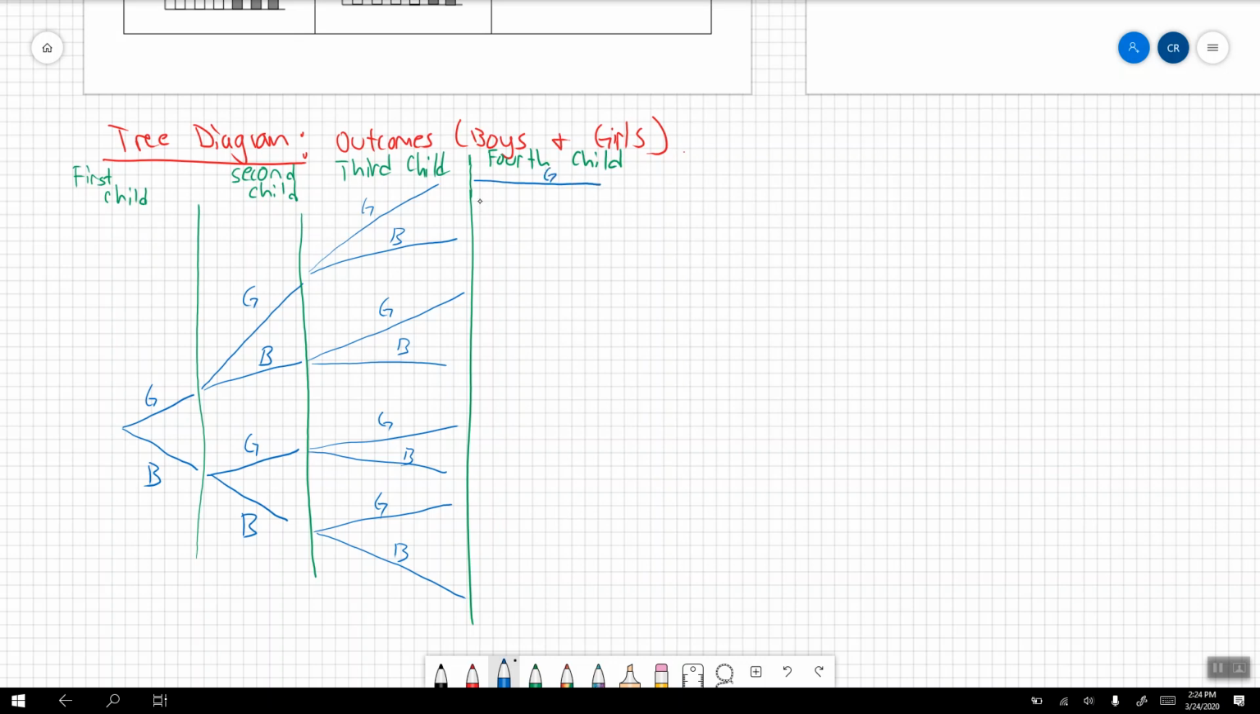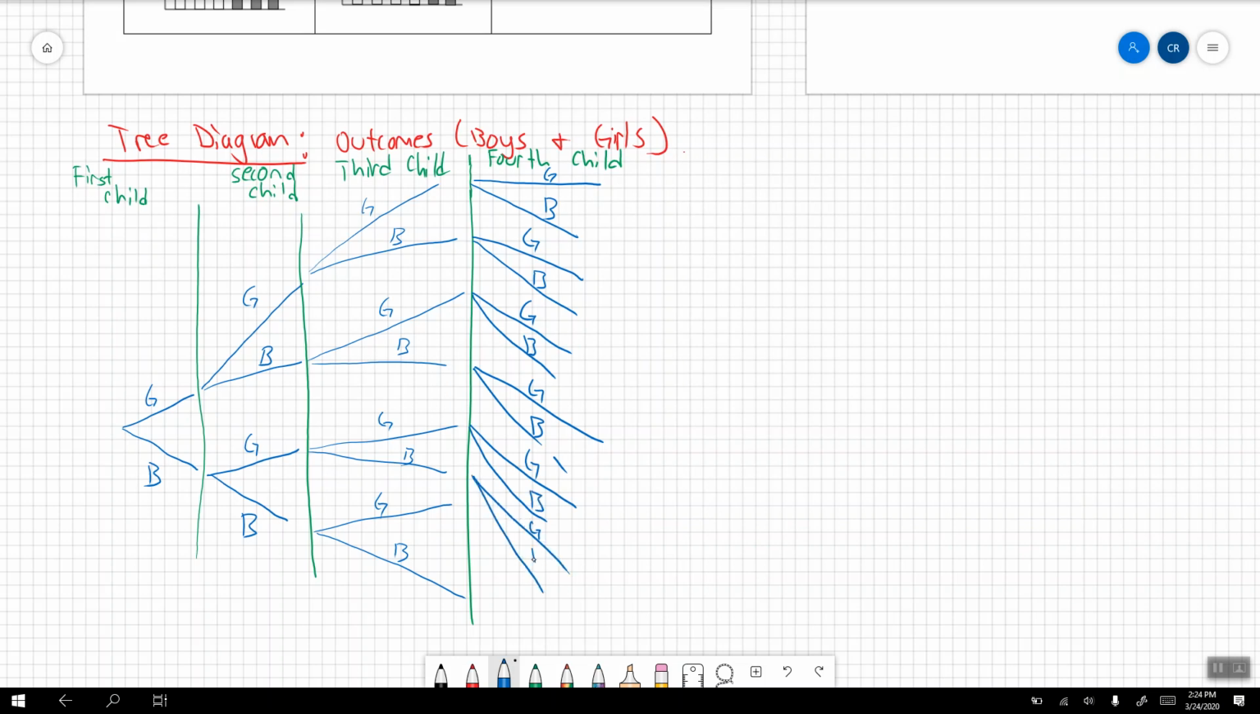For the fourth child, they could have a girl or they could have a boy. They can have a girl, or they can have a boy. Again, girl, boy. Again, girl, boy. And again, girl, boy.